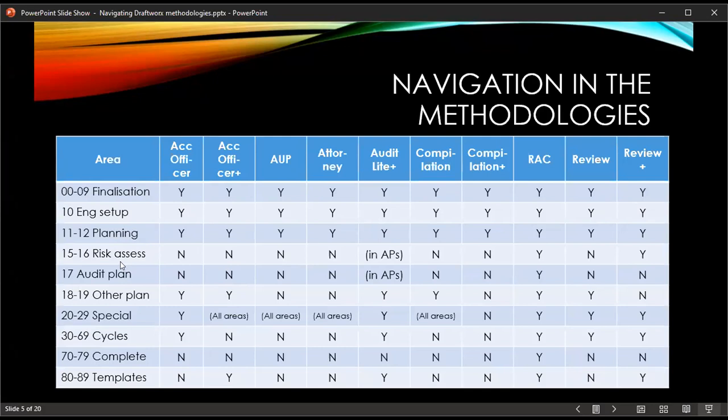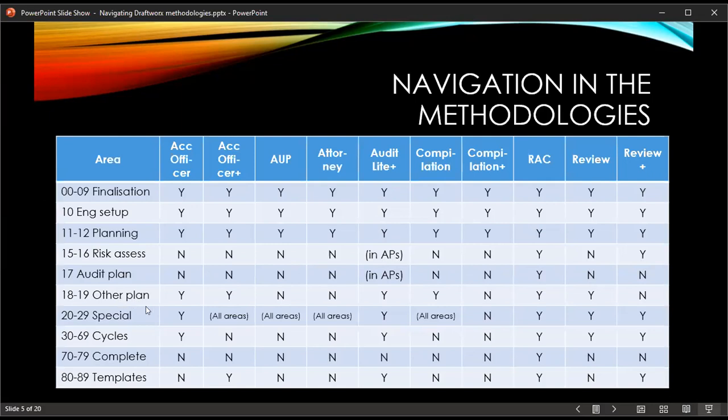So for instance, the risk assessments, those are mainly happening just in RAC, and we've now included some in the new Review Plus as well. In Audit Light, this risk assessment happens in the audit program. So that's from section 20 onwards. That's why you don't see a section 15 and 16 in Audit Light Plus. None of the others have risk assessment. The audit plan is also unique to RAC only in this case, not even Review. And again, that audit plan is defined in the audit programs when you're dealing with Audit Light.